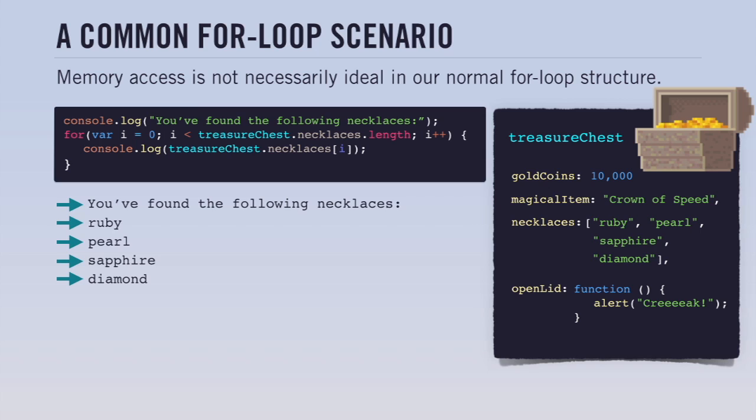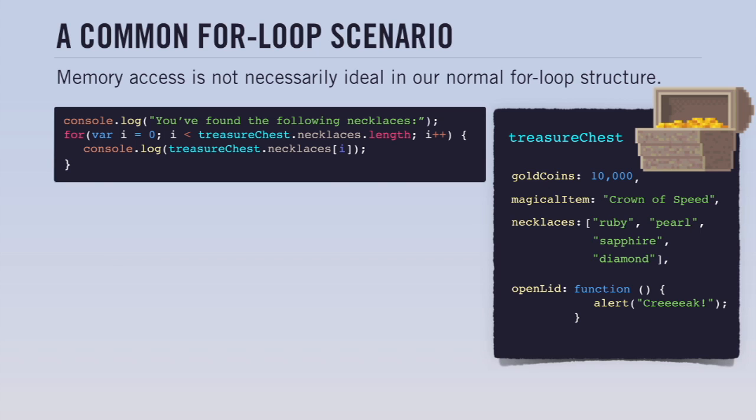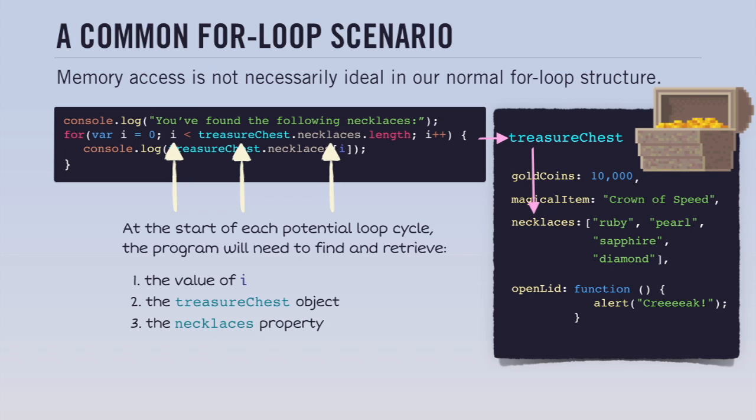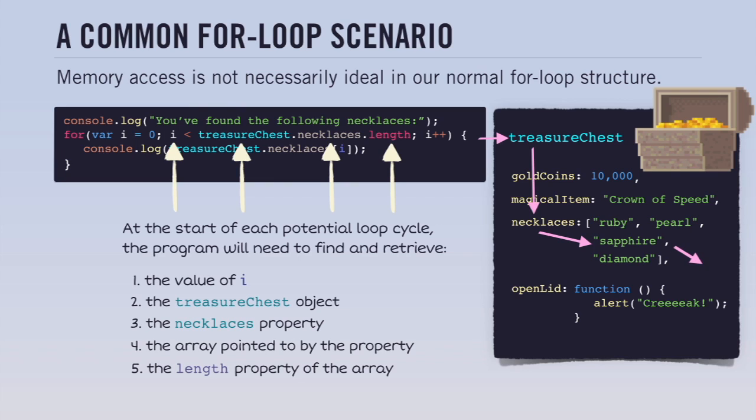Now, this is not the best way to execute loop control, because at the start of each potential loop cycle, the program is going to need to find and retrieve several things. First, it will need to find the value of i. Then it will need to locate the treasure chest object, within which it will need to find the necklaces property. After finding the property, it will need to reference the array pointed to by the property, and then finally the length, because that's what we need.